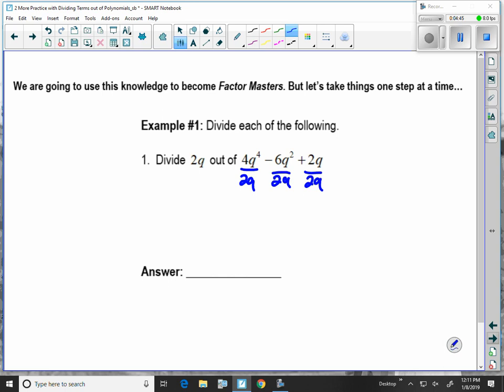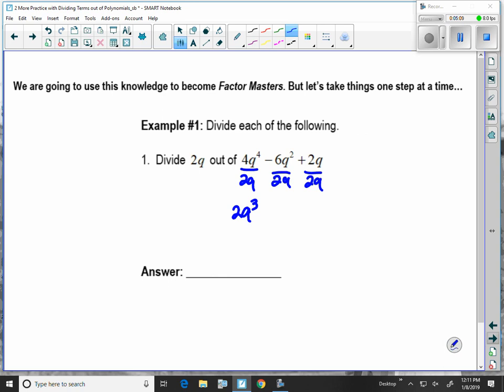Now we just talked about division, right? When we divide something, we divide the numbers like normal. So what's 4 divided by 2 here? 2. What happens to the exponents? What do we do with the exponents? We subtract them. That's what we did yesterday. So we'd have 4 minus 1, which is 3. Perfect. And we're going to do that to each term.